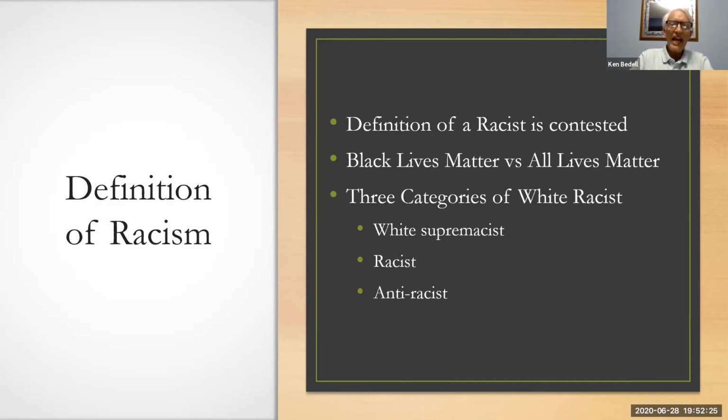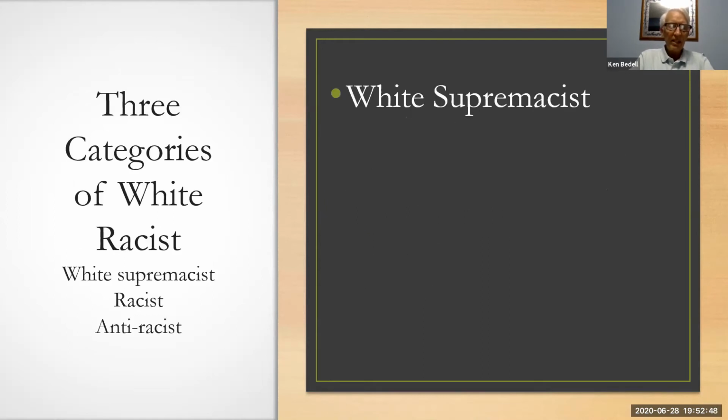So to kind of get at this, what are we going to use as a definition of racism for today? I'd like to propose that we think of the three categories of white racists, or even more generally, the three categories of how white people stand in relation to racism. That the first are kind of the obvious.